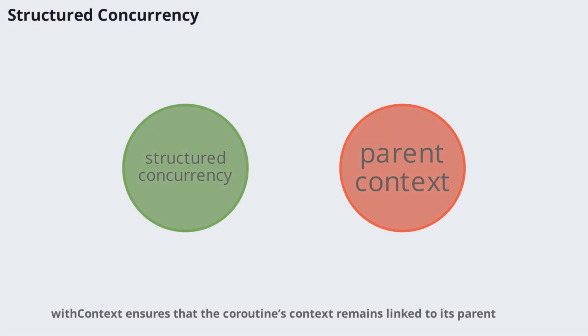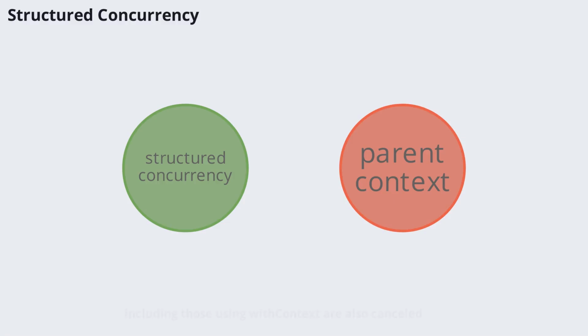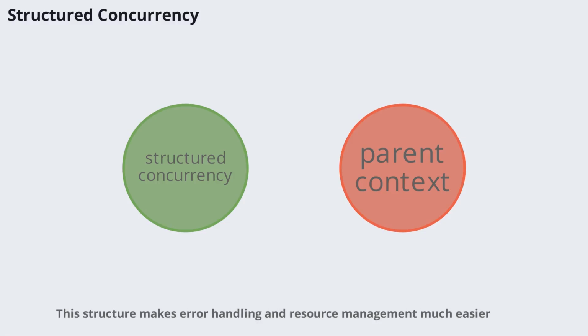withContext ensures that the coroutine's context remains linked to its parent, supporting structured concurrency. This means that if the parent coroutine is canceled, all child coroutines, including those using withContext, are also canceled. This structure makes error handling and resource management much easier.